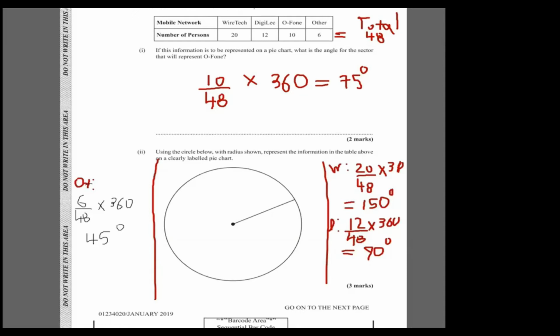All right, nice. So now we're able to construct our pie chart. So first thing, I'm going to draw a right angle, well, I'm going to draw a 90-degree angle, I should say. Mine is not so accurate, so bear with me. This is 90 degrees. This 90 degrees is for Digilec.